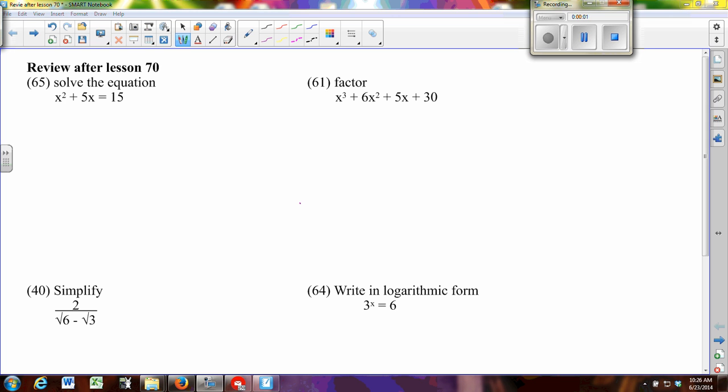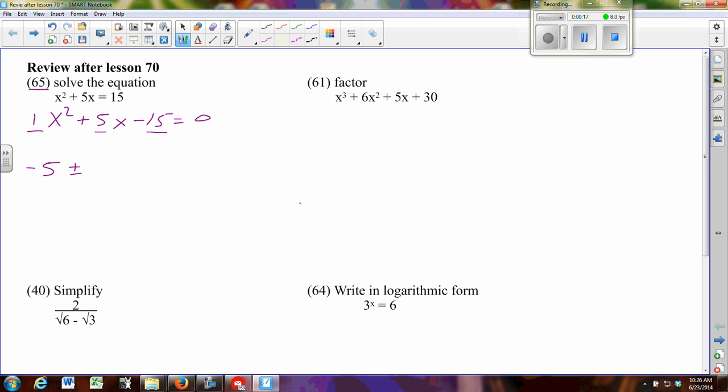After lesson 70. The first problem comes from lesson 65. This is a quadratic equation, so we would want to put it into standard form, bring it over to 15. Now, if you remember, this is my A, this is my B, this is my C. So I'd have negative B plus or minus the square root of B squared minus 4 times A times C, all over 2A.